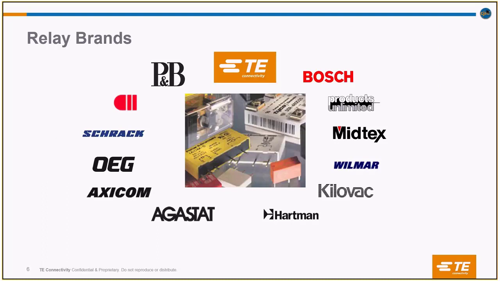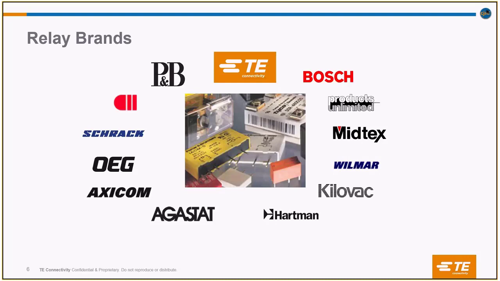TE has acquired most of the companies like Agastat. We acquired CII. Acquiring CII bought us a wide range of relays, contactors and solenoids. Kilovac as well is one of our brands. Kilovac is best known for high voltage relays. And Midtex and Products Unlimited were first bought by CII. When we acquired CII, automatically Products Unlimited and Midtex came under T Connectivity.